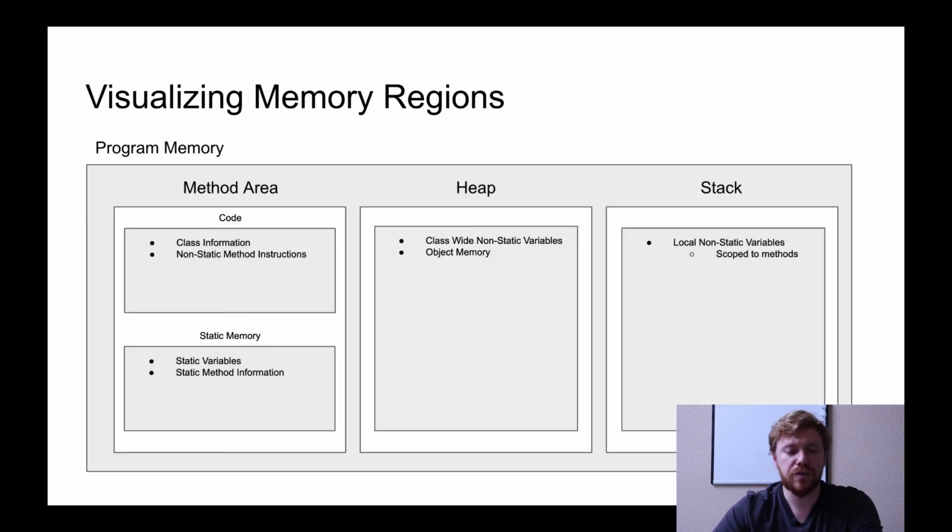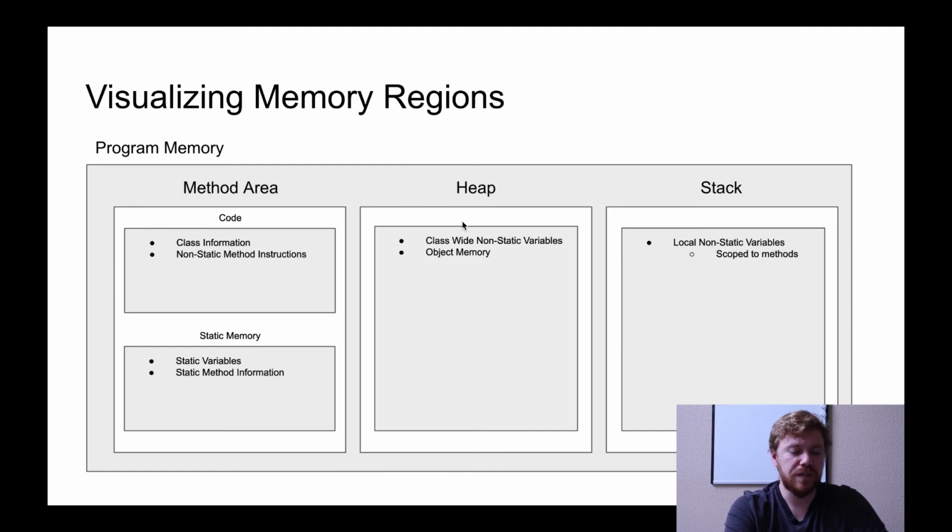So I have a picture to help view this, because I understand words can be somewhat hard to picture. If you imagine, this entire box right here is the memory allocated for your specific program. Inside your program's memory, you've broken it into 3 different sections. You have the method area, the heap, and the stack. Now the method area is broken into 2 smaller subregions, the code subregion and the static memory subregion.